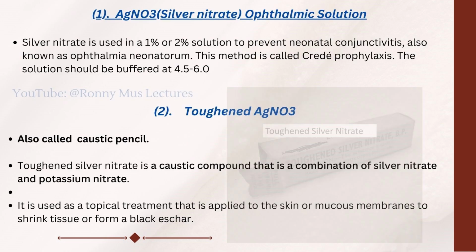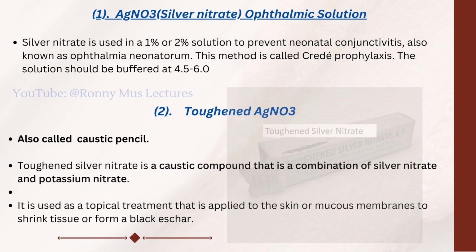We look at silver nitrate ophthalmic solution. It is used as a 1% solution to prevent neonatal conjunctivitis, also known as ophthalmia neonatorum. Then we have toughened silver nitrate. It is also known as caustic pencil. How is it prepared? It is a combination of silver nitrate and potassium nitrate.